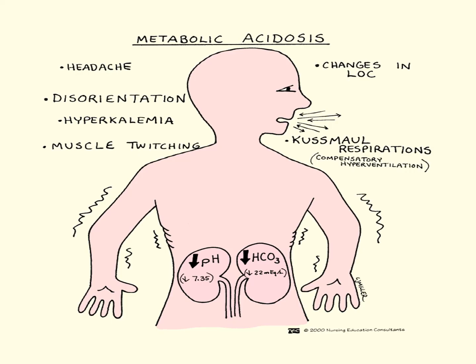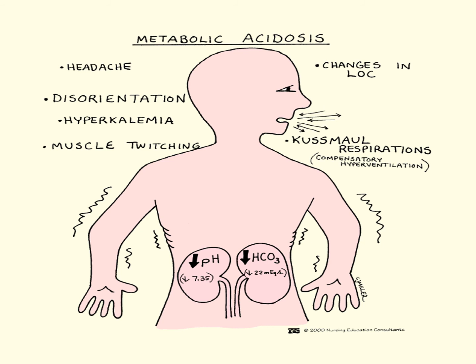Okay, so this here is just a picture of metabolic acidosis. There's just some of the things. They may complain of headache, altered LOC, maybe disoriented, high potassium. You'll see that muscle twitching possibly. You'll have that Kussmaul respiration that's going on.